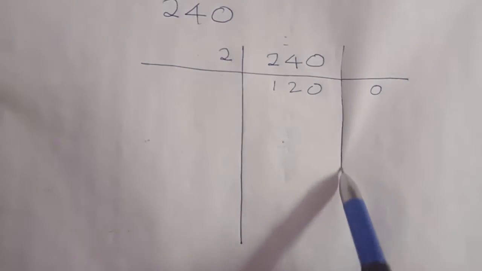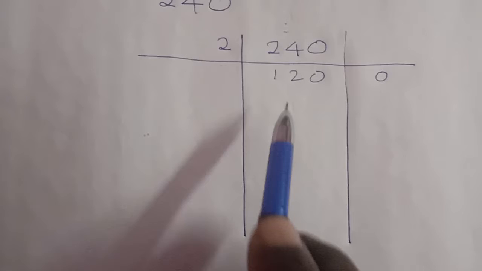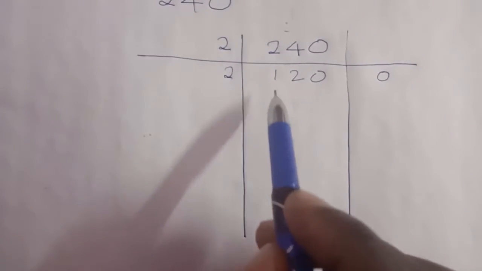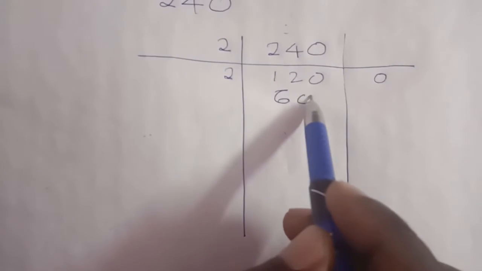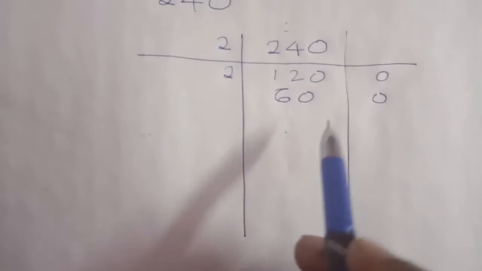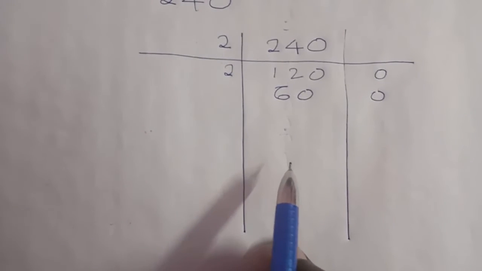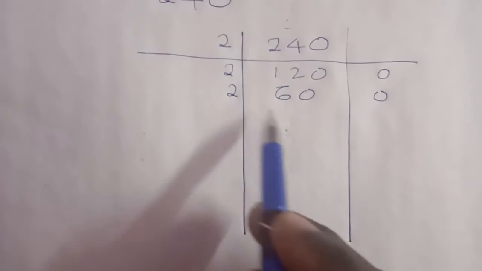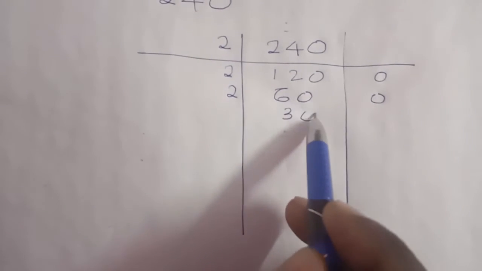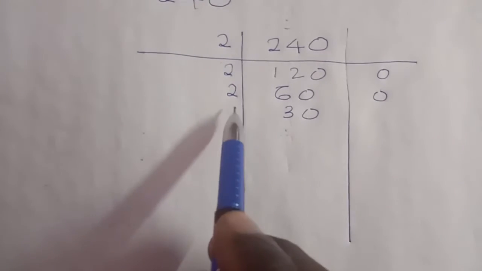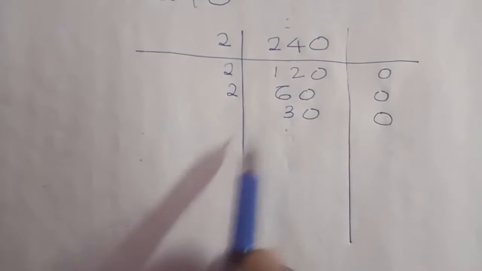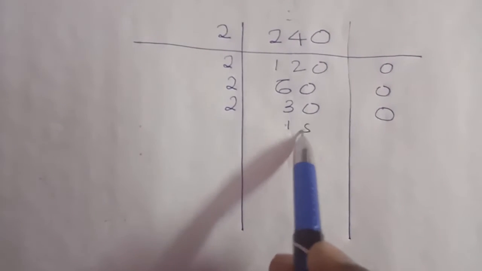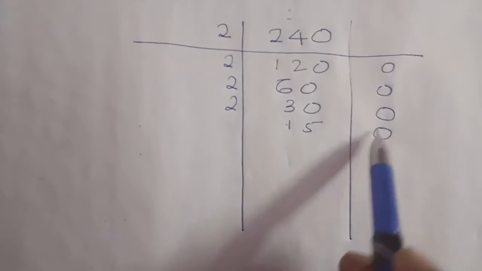You can draw another line. Now take 120 divided by 2 again. If I divide by 2 here, I get 60 with remainder 0. Then take 60 divided by 2, then you get 30, with remainder 0. You have to put 0 again. Then take 30 divided by 2. You get 15 with remainder 0.